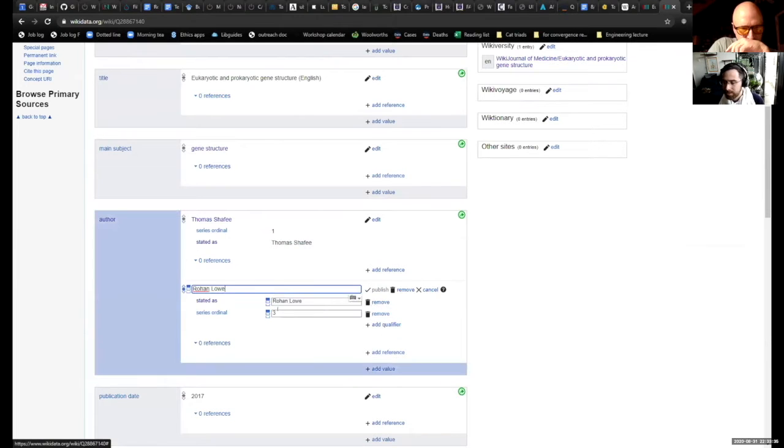If I hit edit, then it'll say, okay, did we mean this row? Yes, we did. Are they stated as that? Yes, okay. They're actually series ordinal 2, publish. Cool, that's fixed.